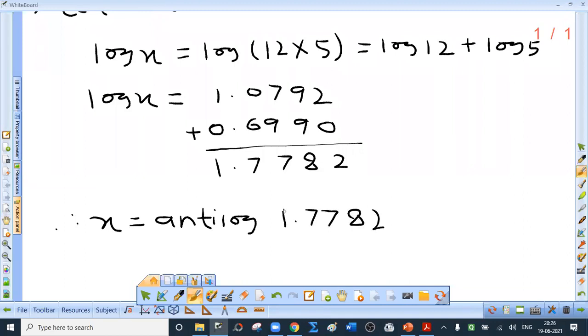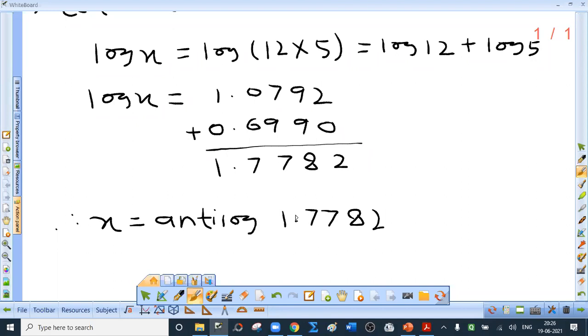Now listen to me. See, this is characteristic. This is written by observation. It just tells us how many digits are there in the integral part. In fact, characteristic is 1. So there must be 2 digits in the answer. I hope you are getting this.